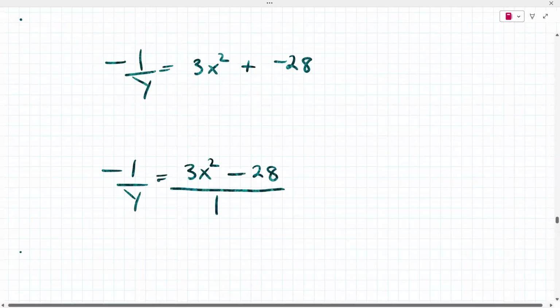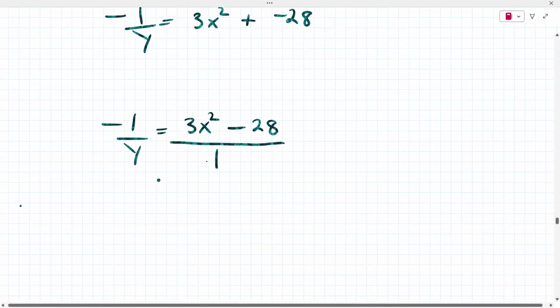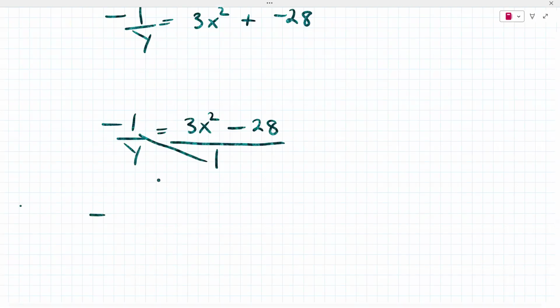Okay, go ahead and cross multiply. So 1 times negative 1 is negative 1. We're trying to solve for y, right? Because we can solve for y. It's not too bad. Y times that, that's 3x squared minus 28. So I want to solve for y. Got to get rid of this. How do I do that? Divide it by itself.